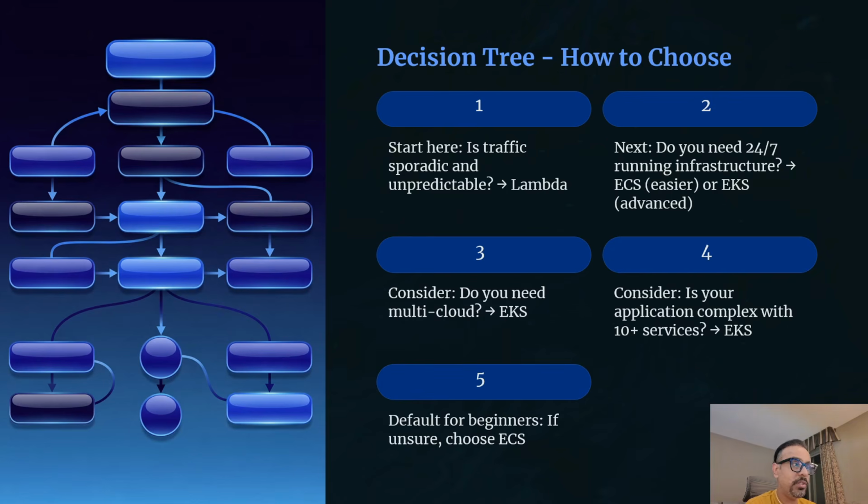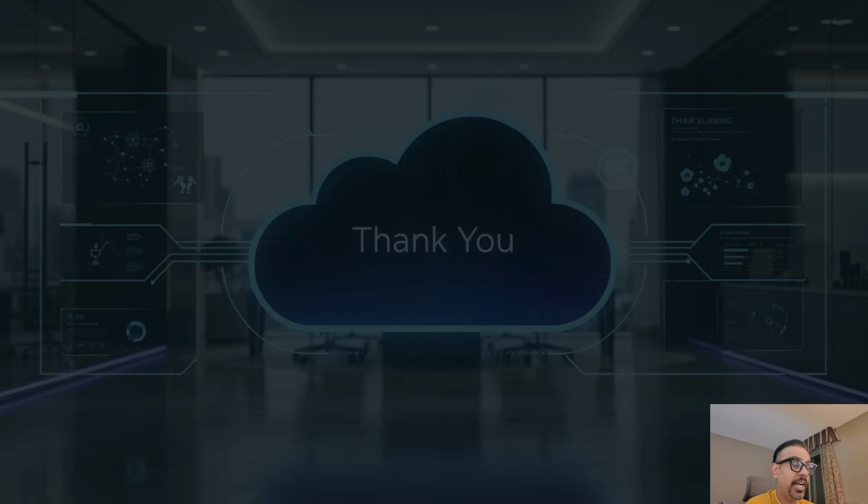For absolute beginners who are watching this series, your default choice should be ECS. ECS is simpler than EKS, more capable than Lambda for persistent workloads, and perfect for learning container orchestration. As you grow, you will know when you need to level up to EKS or incorporate Lambda for specific tasks. And that's a wrap for understanding the differences between ECS, EKS, and Lambda, and you have a clear framework for choosing the right service now.